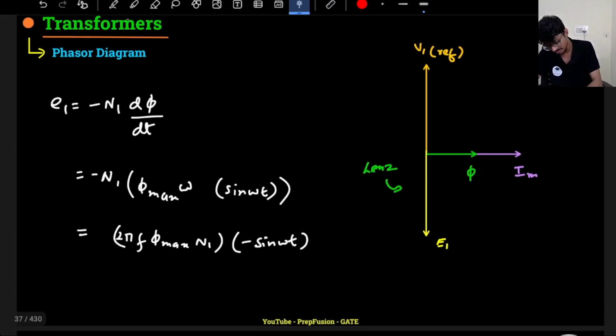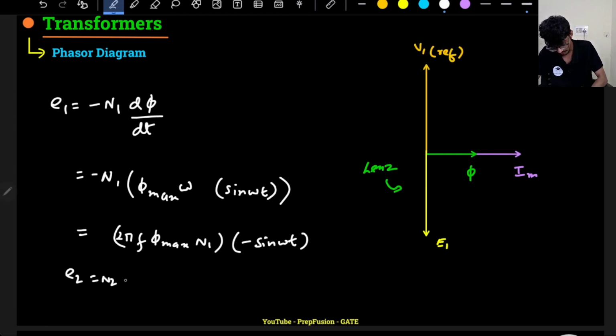That was E1. What about E2? E2 will be the same, because E2 is N2 d phi by dt. So everything will be the same, just N2 will be there. This will be equal to 2 pi f phi max.